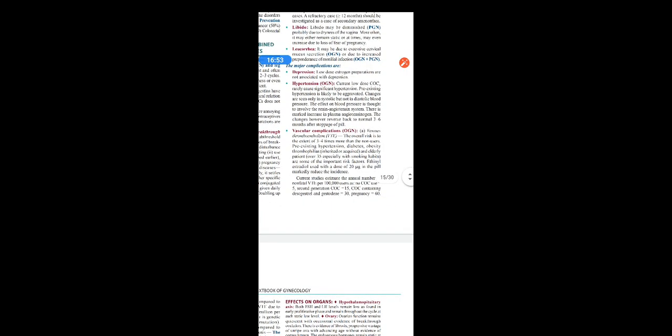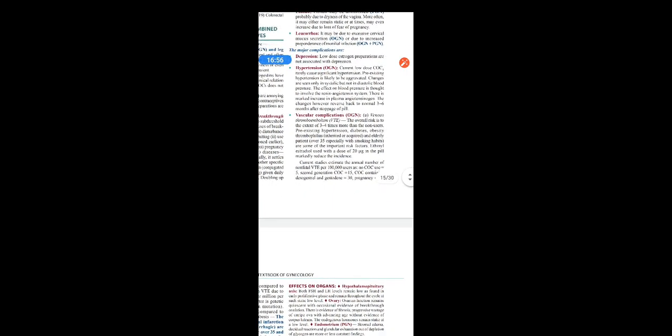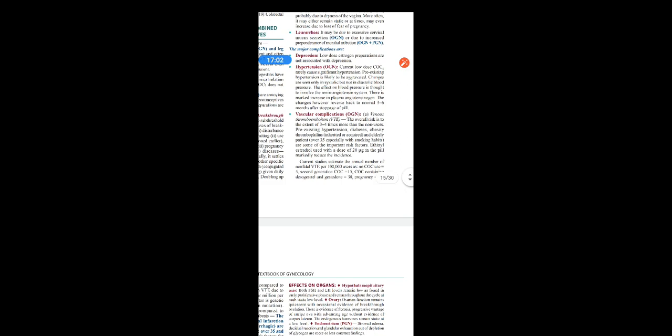So leukorrhea may be due to excessive cervical mucus secretion or due to increased preponderance of monilial infections. There are chances of leukorrhea. These are all the minor complications.